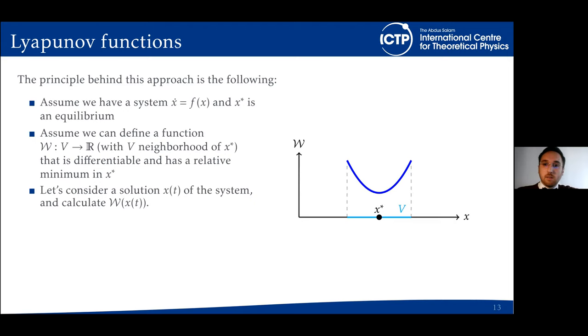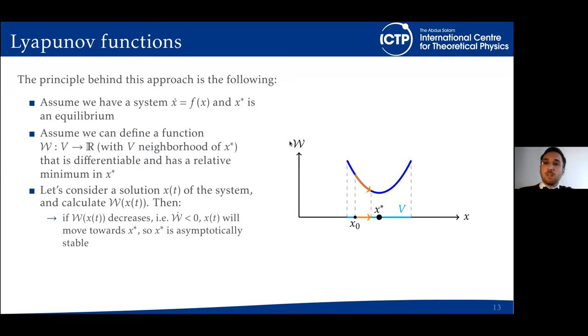Let me repeat, we define this function in the proximity of an equilibrium. Then we take the trajectories of the system and we compute this function along the trajectories. I'm going to explain, of course, how we can do that. If, for example, we find out that this function is decreasing along the trajectories, so the time derivative of this function is negative, then we will be in a situation like this.